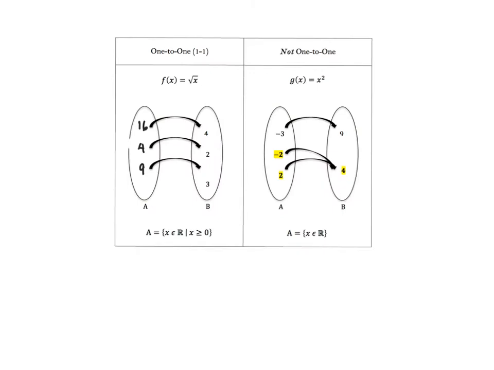Here we see examples of two functions. f of x equals the square root of x and g of x equals x squared. Now, this function has a one-to-one correspondence, and so we'll be able to find the inverse of the function, because for each value in the range we have one and only one value in the domain. For this function, however, there is no one-to-one correspondence. You can see that the value 4 in the range has two values in the domain.